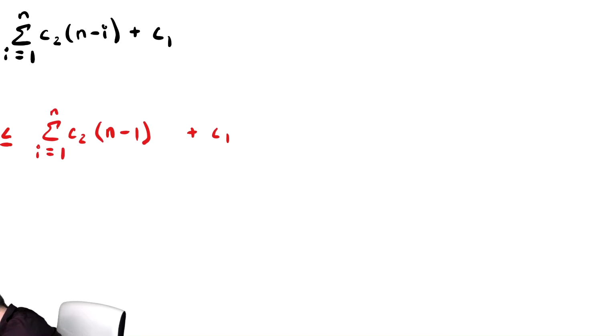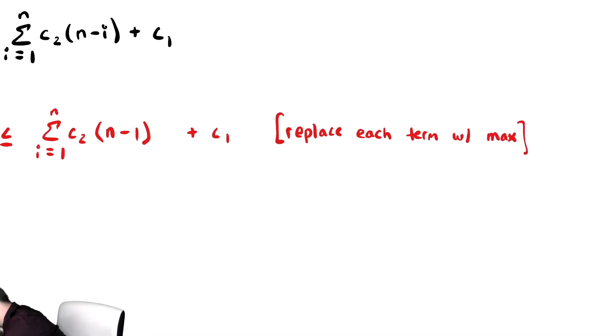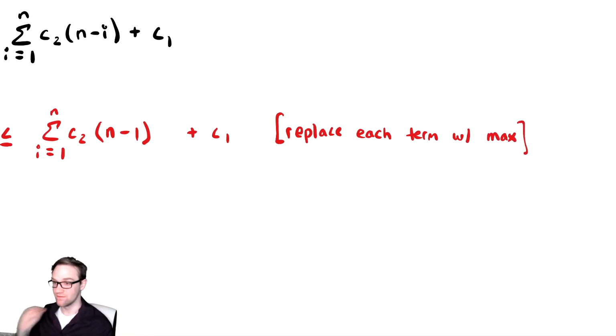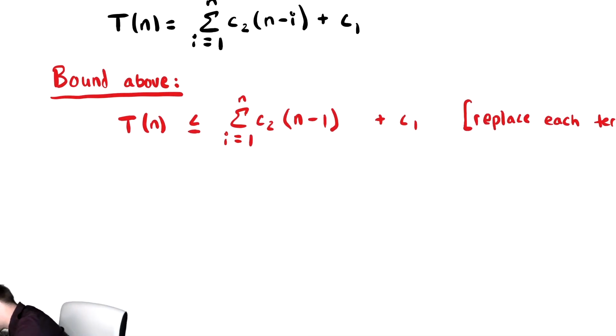So the first thing we did here is actually the same as the steps we've always done. We replace each term with the max. It's just worth noting that the max occurs at a different value. It occurs at i equals 1 because it is decreasing. So now we no longer have i inside of the summation. So we can take the number of terms being the top minus bottom plus 1, that's n, times the summand, which is C2 (n minus 1), plus C1. So that's just simplifying the sum.